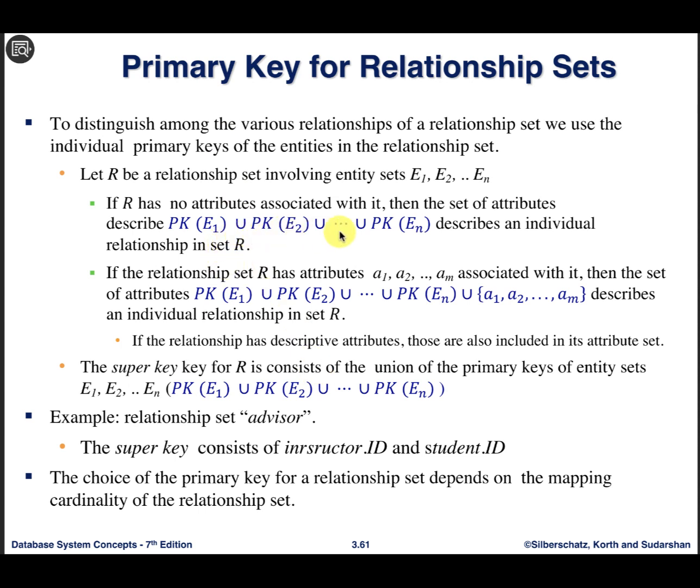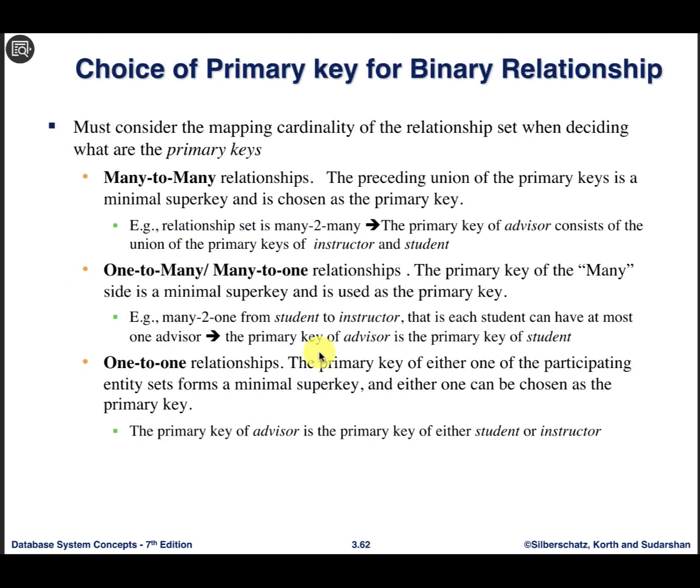We specify the set of attributes first. If you have a set of descriptive attributes that are associated with the relationship set, add them as a set of attributes. But keep in mind the super key is only the union of the primary keys of the entity sets that participate in this relationship set. In order to decide which one is going to be chosen as the primary key, all of them are going to be there, but which one is the primary key is based on the mapping cardinality. Always go with the many side. If you have one-to-one, your choice. Which one are you going to use? It depends on you. Okay?